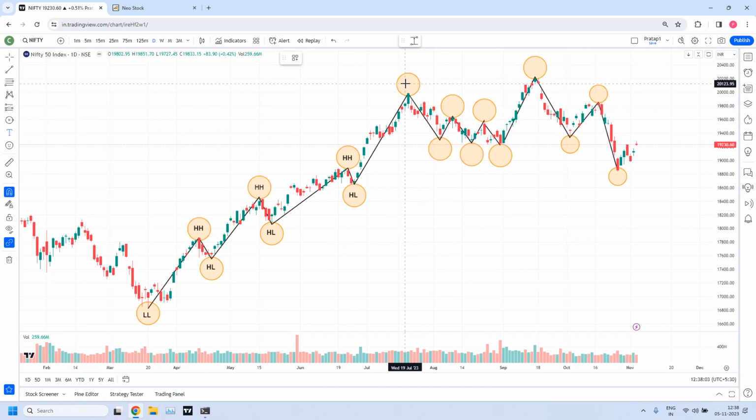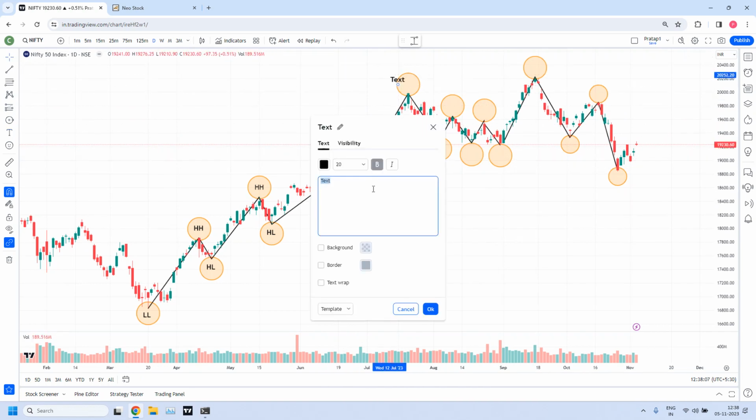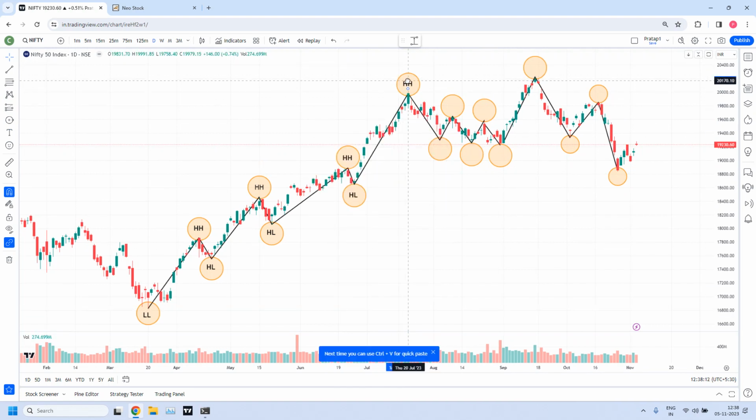And what about this high? This high is higher than the previous high. So we can say HH. And what about this low? This low is higher than the previous swing low. This low and this low. So if it is higher, it is HL, higher low.